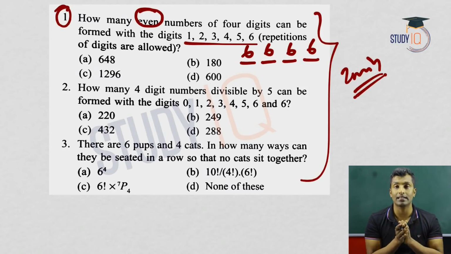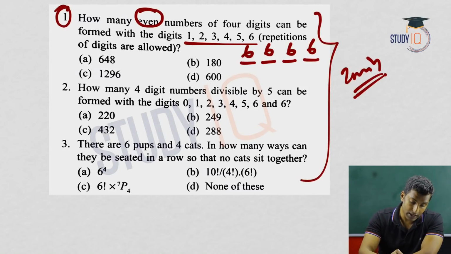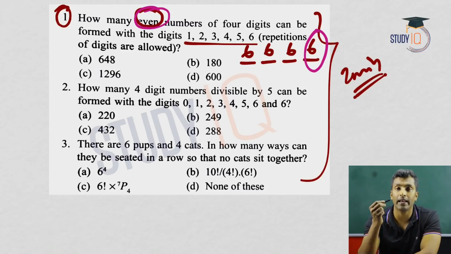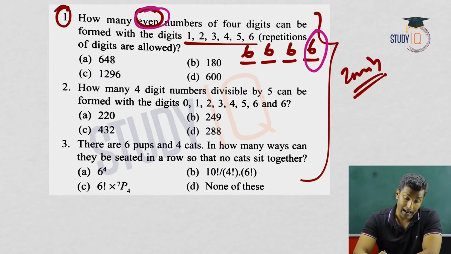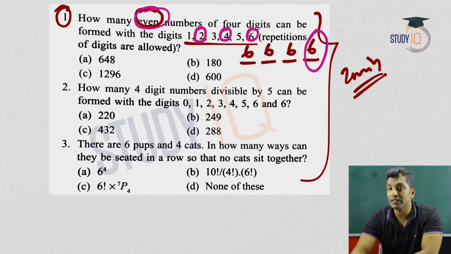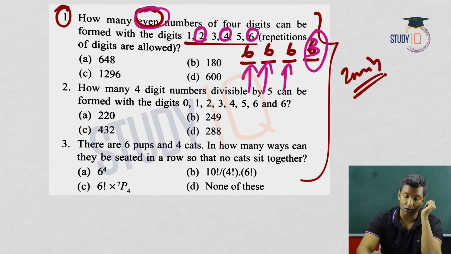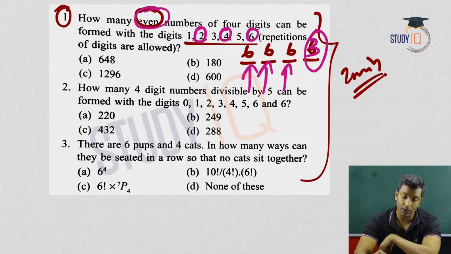So there are no restrictions here, but in this case it should be an even number. Now what condition do we need to satisfy? Even number means we need to take care of a condition in the final place, the ones place, which has to be an even number. So what choices are left for you? You can keep 2, 4, 6. So you can fill the ones place in only 3 ways. Now what about the other 3 places? There is no restriction. You can use any of the 6, so your answer is going to be 6 into 6 into 6 into 3. You can calculate and get the answer.